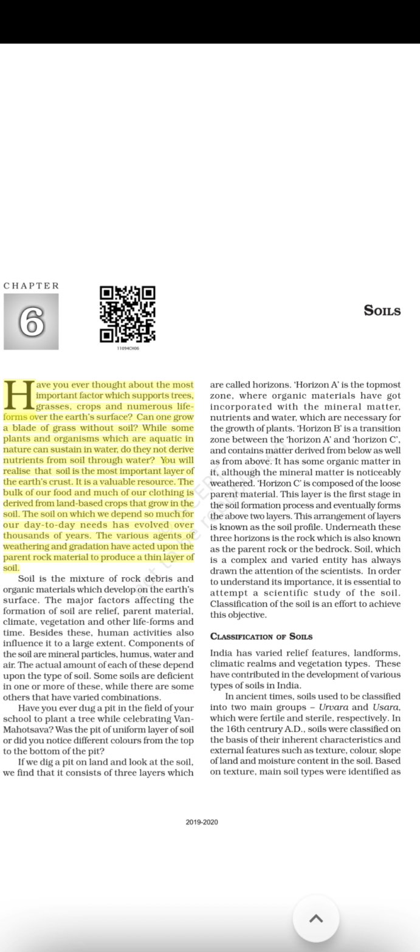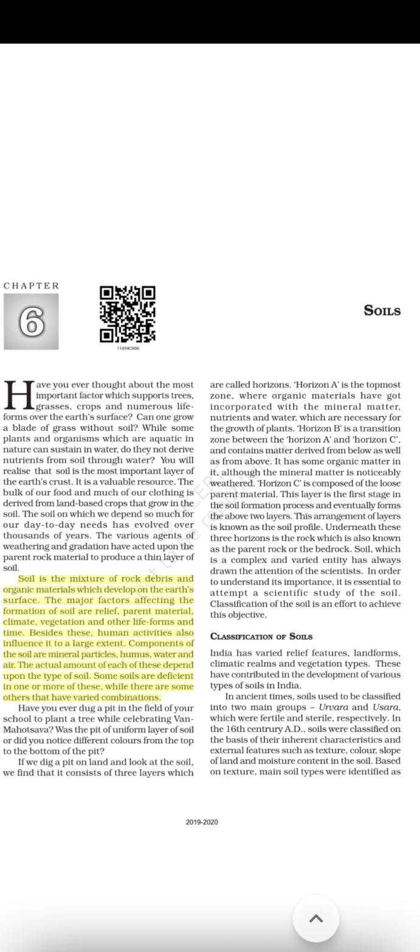The bulk of our food and much of our clothing is derived from land-based crops that grow in the soil. The soil on which we depend so much for our day-to-day needs has evolved over thousands of years. The various agents of weathering and gradation have acted upon the parent rock material to produce a thin layer of soil. Soil is the mixture of rock debris and organic materials which develop on the Earth's surface.